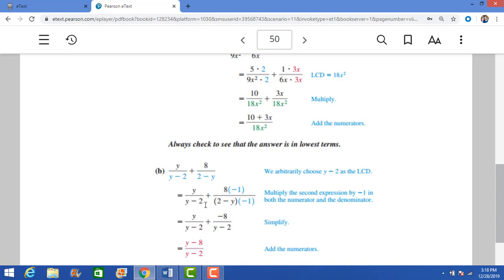Okay, now again, we multiply the top and the bottom by negative 1 to get this to flip to look like this, which is fine. Either way, six of one, half a dozen of the other, you're still going to get the same answer. Okay, so then this becomes a negative 8, this becomes y minus 2, so now you've got a common denominator, right? And you get y minus 8 over y minus 2.